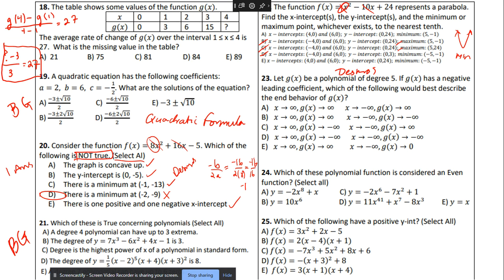23, g of x is a polynomial of degree 5. That means the leading exponent is 5. It has a negative leading coefficient. Which of the following best describes the end behavior? Go back, check your notes. This is just another end behavior question, nothing serious.